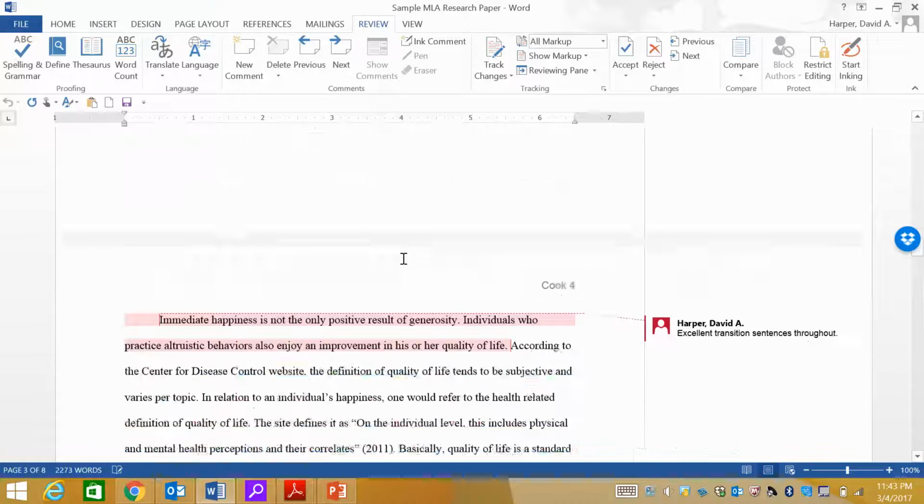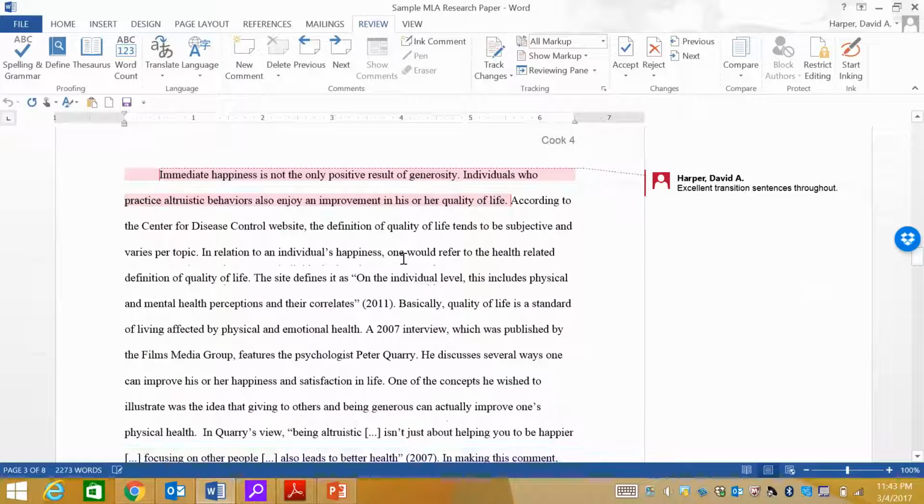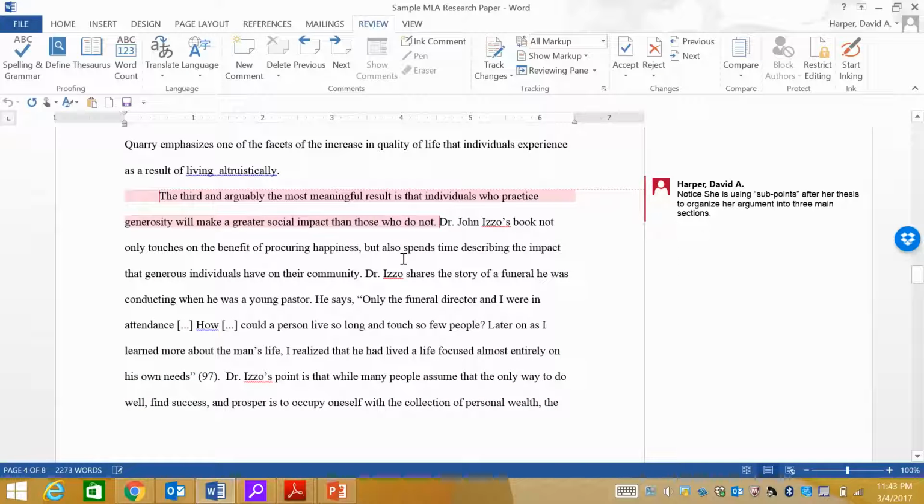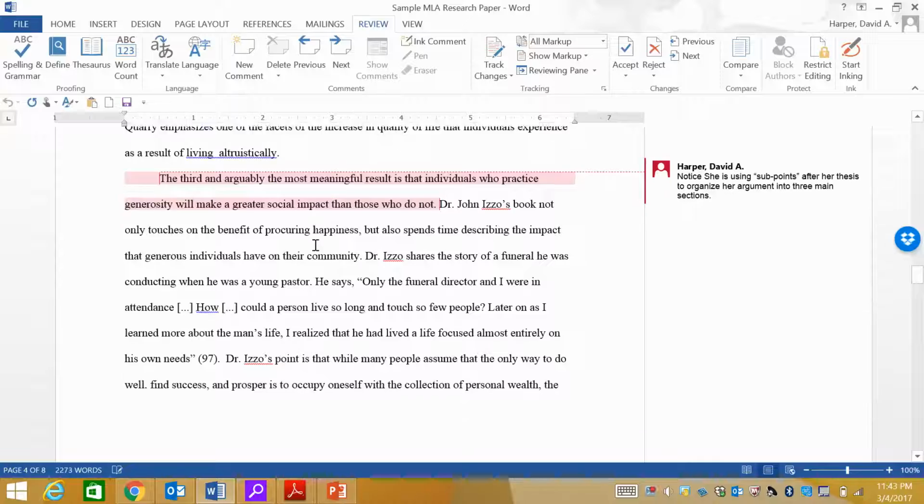You can scroll down. Notice that there are excellent transition sentences at the top of each paragraph. That's what I like to see. She also has a sub-point structure, 1, 2, and 3 benefits of generosity, and they are clearly noted by the topic sentences.